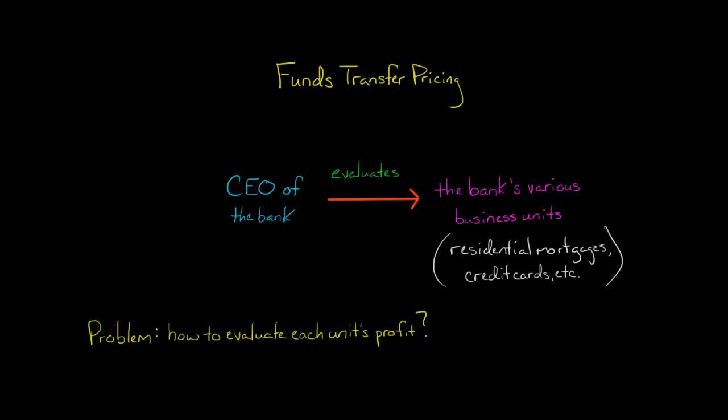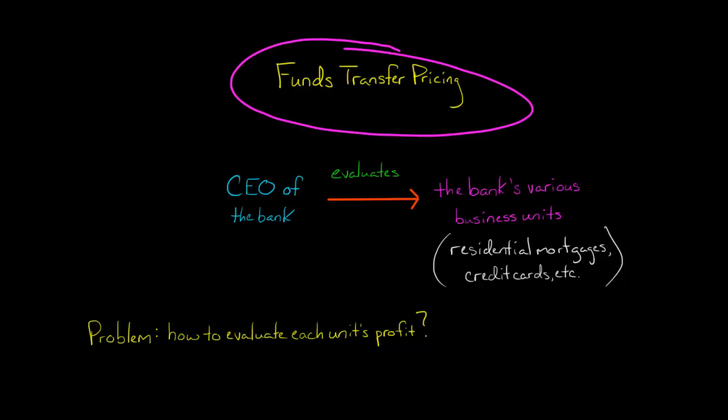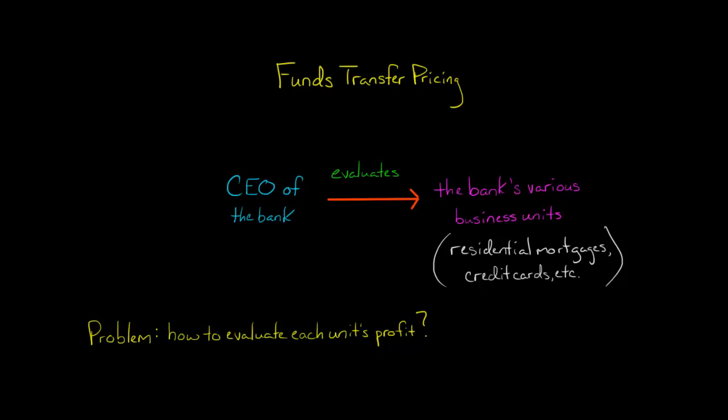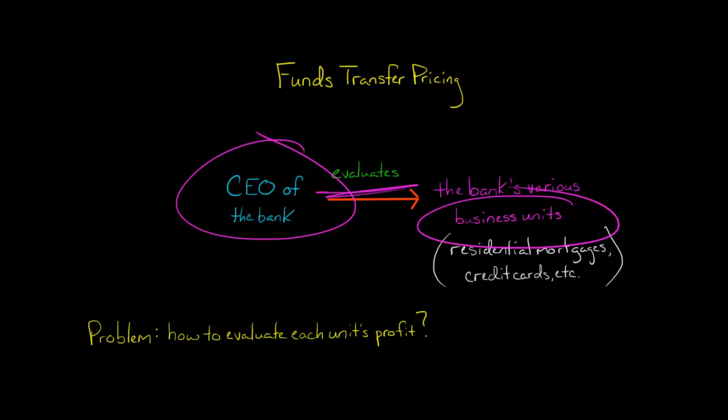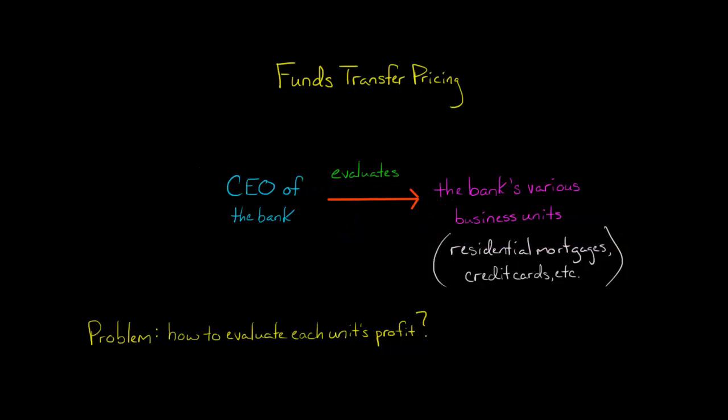If you work in the banking industry, you might have heard of funds transfer pricing, but you might not know what it means. So here's how it works. The CEO of a bank needs to be able to evaluate the different business units of that bank based on their profitability. So you want to look at the profit of the residential mortgage division, the profit of the credit card division, commercial mortgages, and so forth.